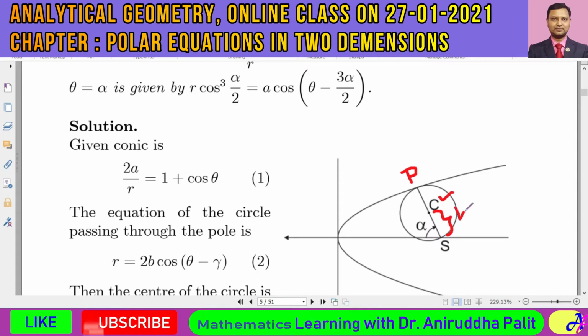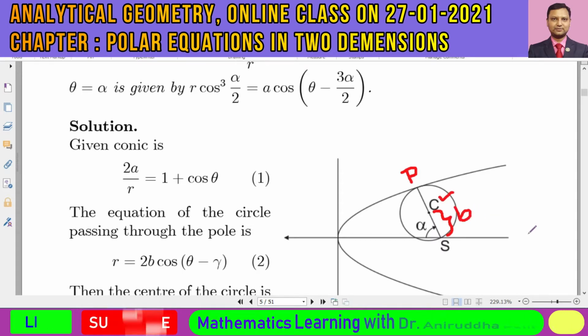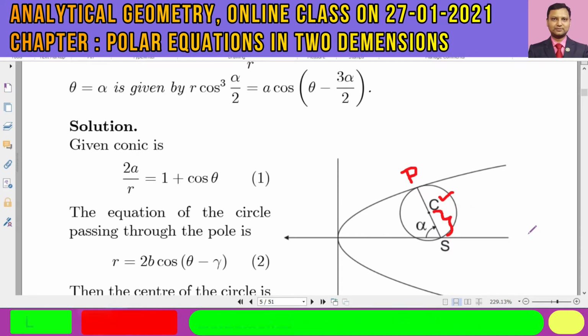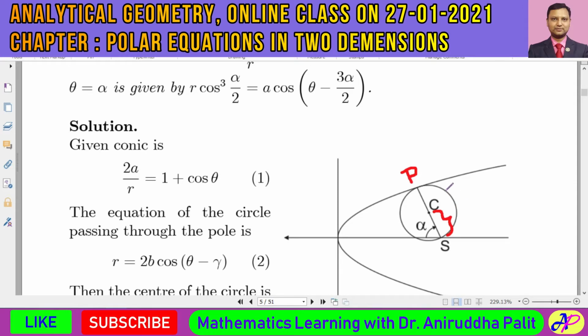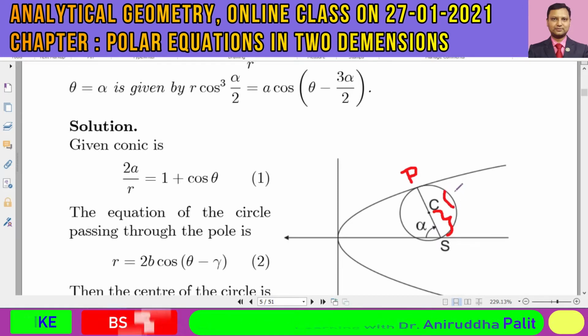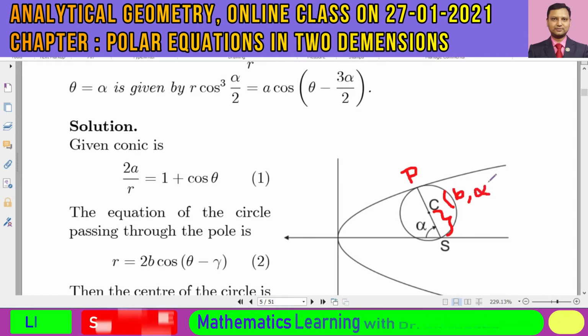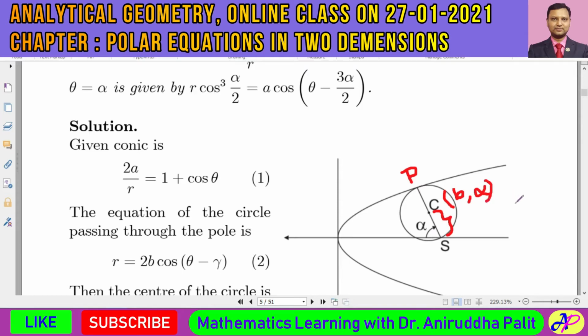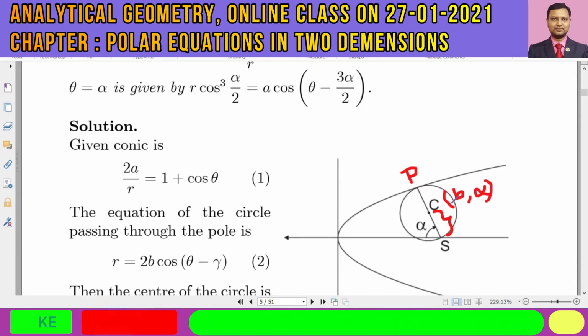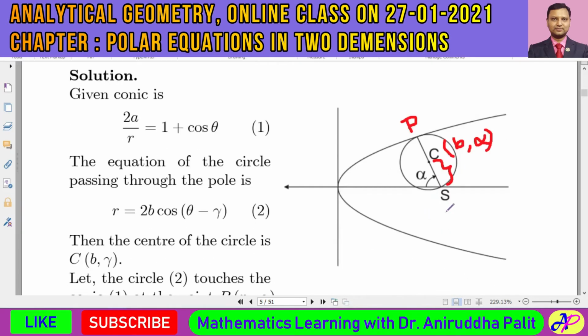And what is this length? This length is equal to the radius of the circle. So this much length is equal to B. And so we can say that the radius vector of the point C is equal to B, and the vectorial angle is equal to alpha. Got it in this fashion. Therefore, we can say that the center C has this kind of coordinate B comma alpha.